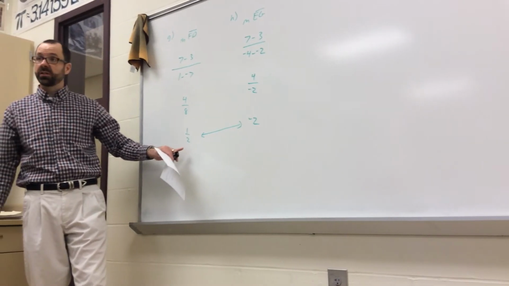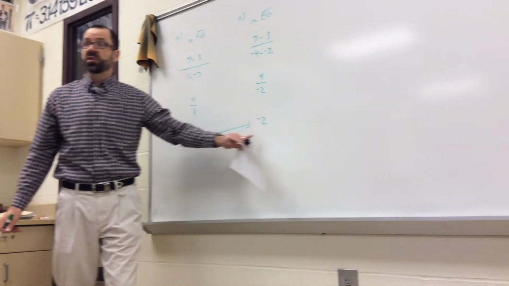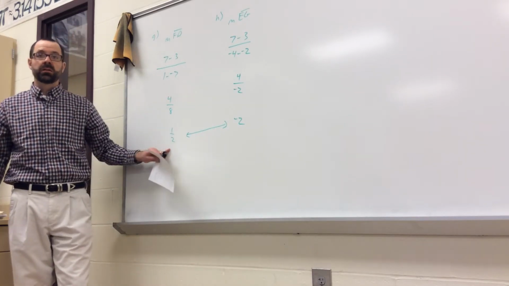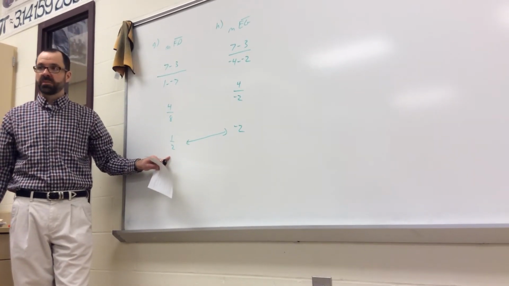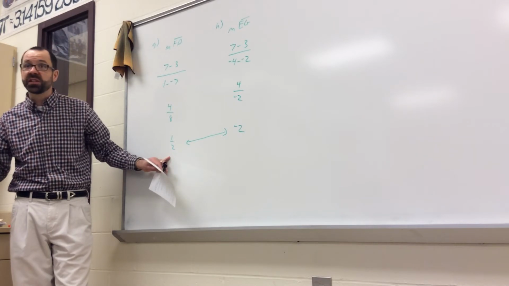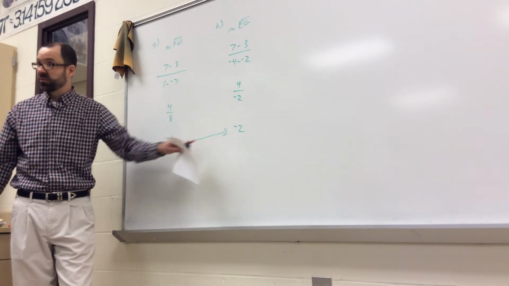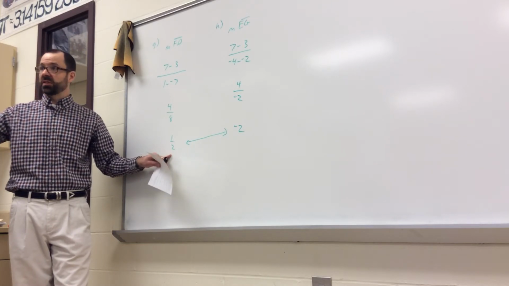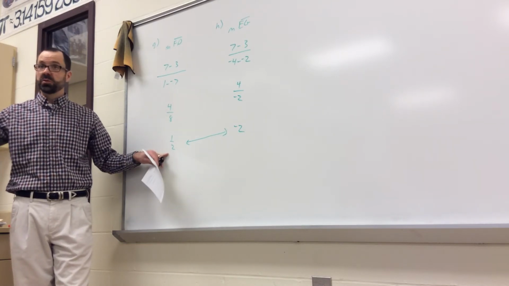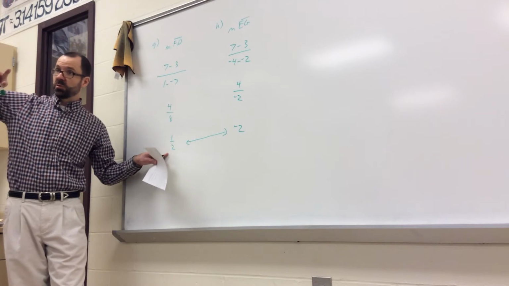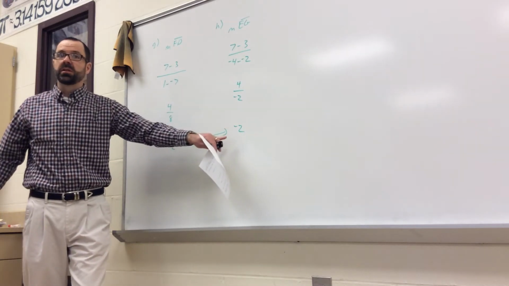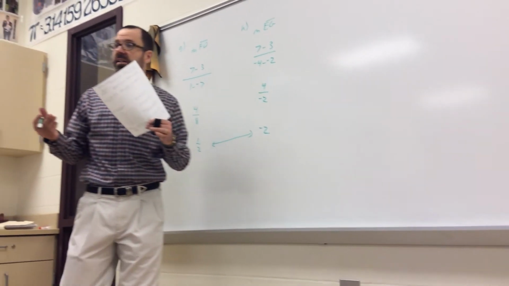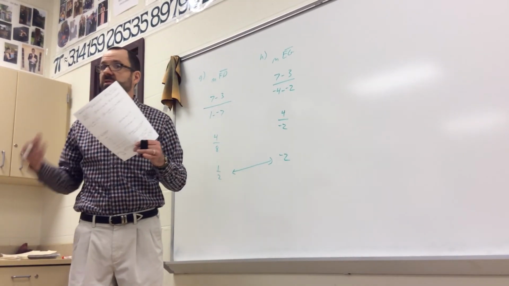So what's going on with these two slopes? Yeah. The opposite reciprocal. They're the opposite reciprocal. The reason they're opposite is one of them's negative, one of them's positive. The reason they're reciprocal is they're flipped. 1 over 2 would flip to 2 over 1, and that's 2. So these slopes are opposite reciprocal. What happens with lines that have opposite reciprocal slopes?